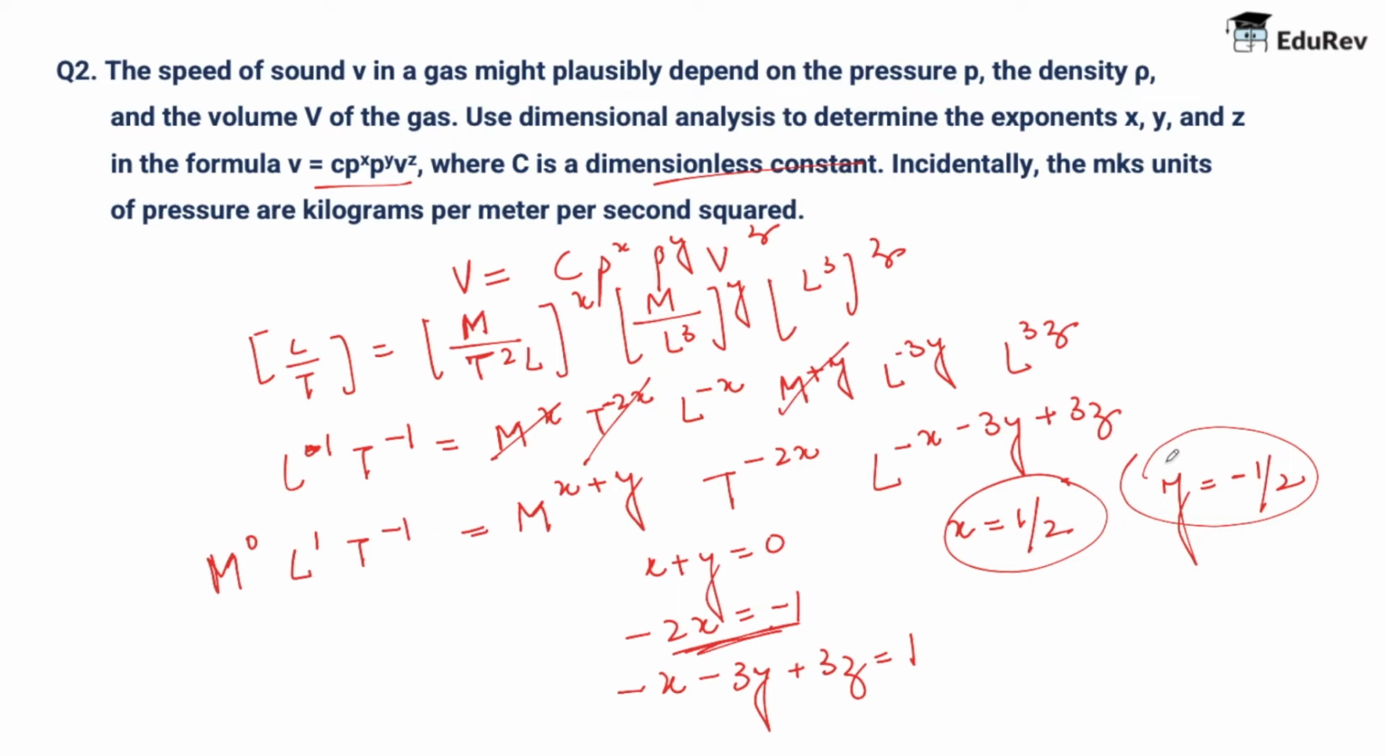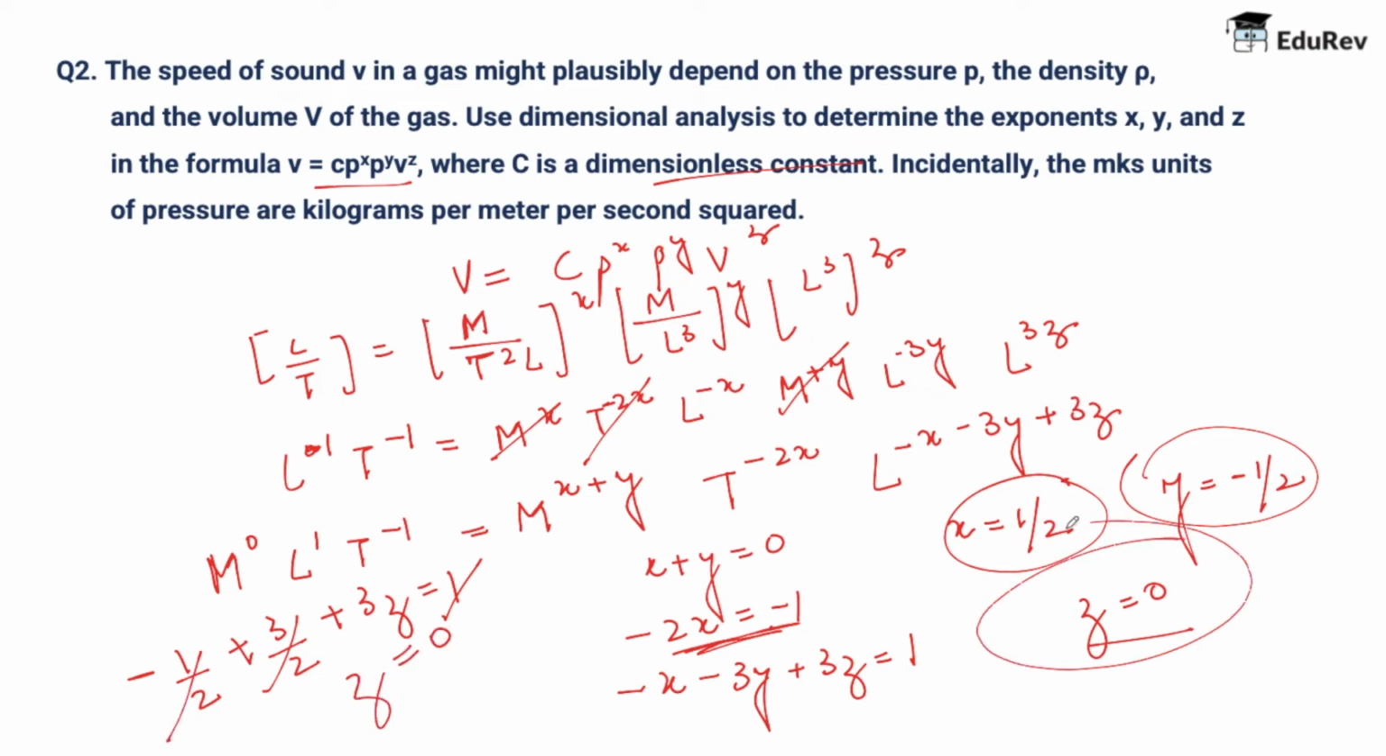Now I have one more equation, that is minus x minus 3y plus 3z equals 1. When I substitute the values of x and y into this, I will get the value of z, which will be equal to 0. That is, if I substitute the values, it will be minus of half plus 3 by 2 plus 3z equals 1. So 1 and a half is going to be 3 by 2, and this and this will get cancelled out. So z will be equal to what? 0.